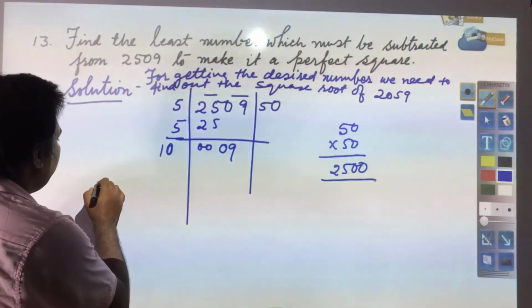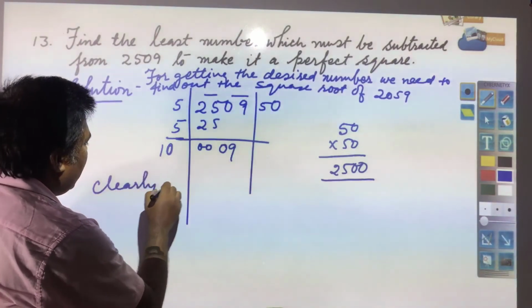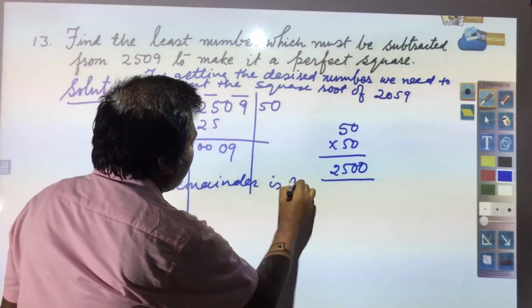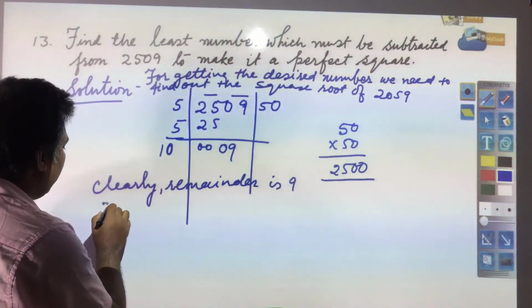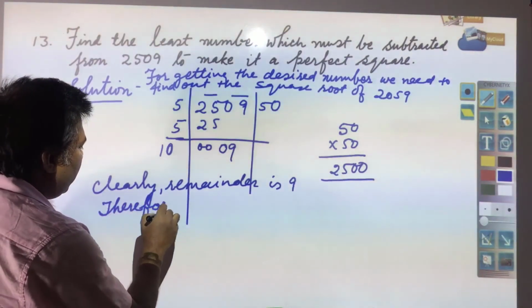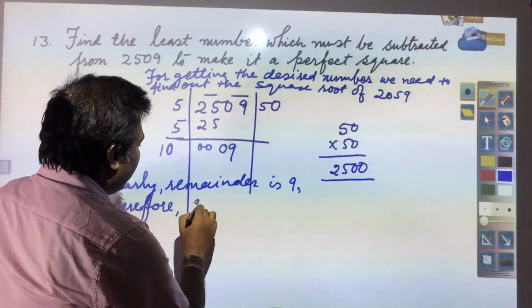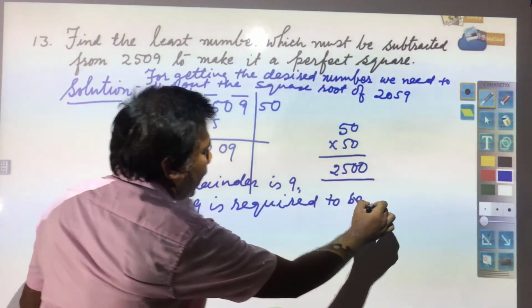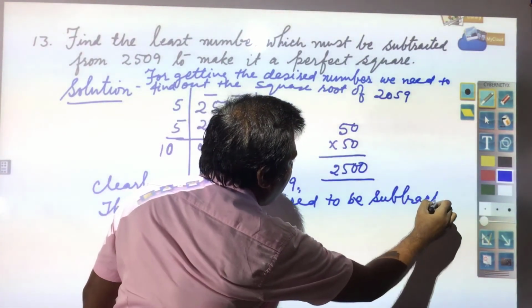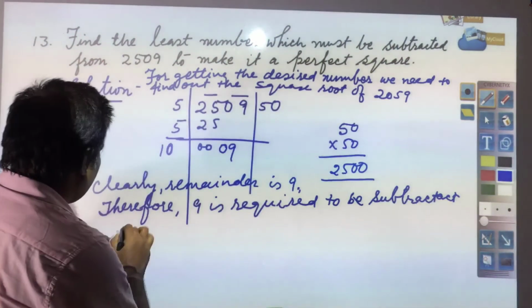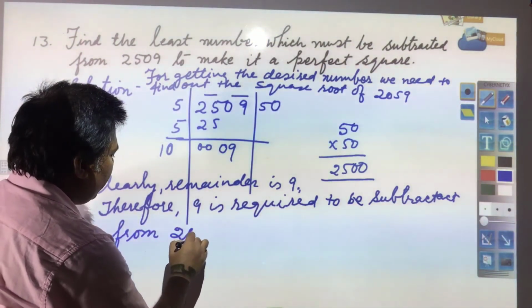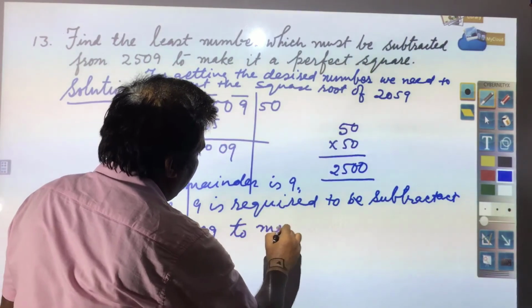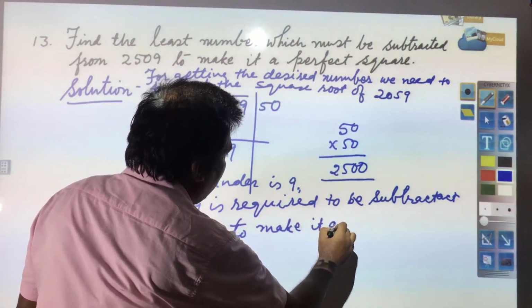So, here we will write clearly, remainder is 9, therefore, 9 is required to be subtracted from 2509 to make it a perfect square.